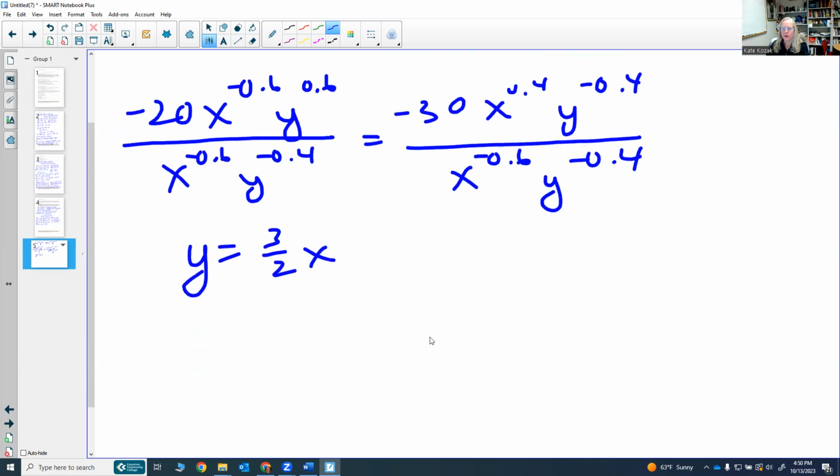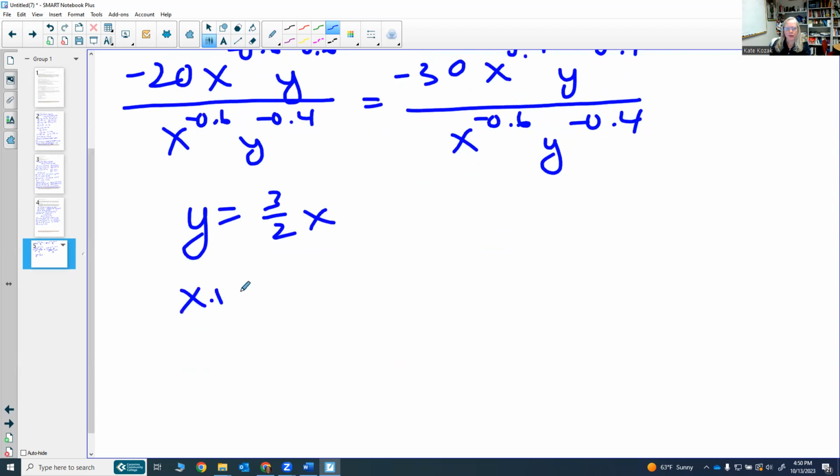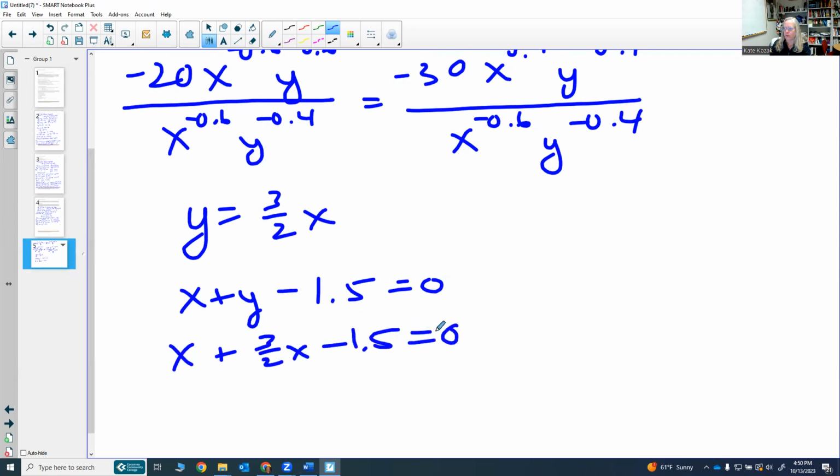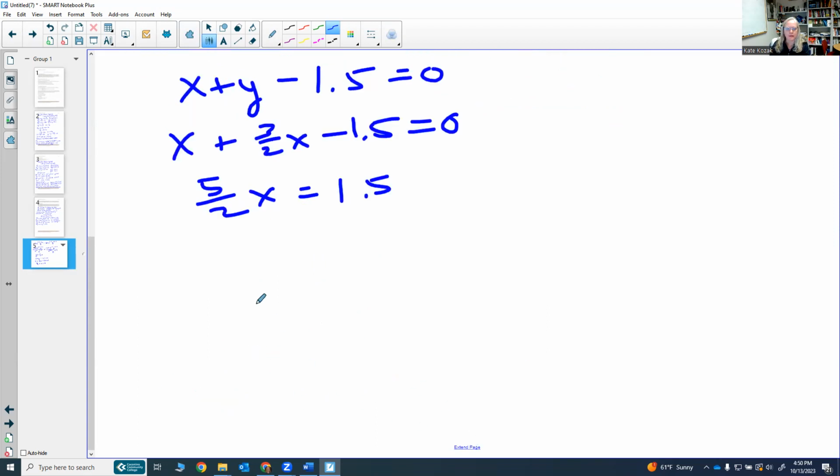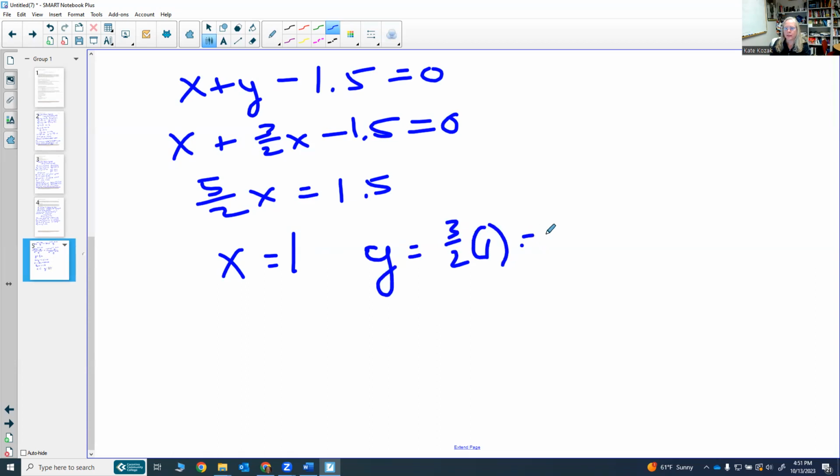Now use the last equation to find the critical points. The last equation was x plus y minus 1.5 equals 0. So x plus 3/2 x minus 1.5 equals 0. That gives me 5/2 x is equal to positive 2.5, and that says that x is equal to 1. And so y is equal to 3/2 times x, or 3/2 times 1, which is equal to 1.5.